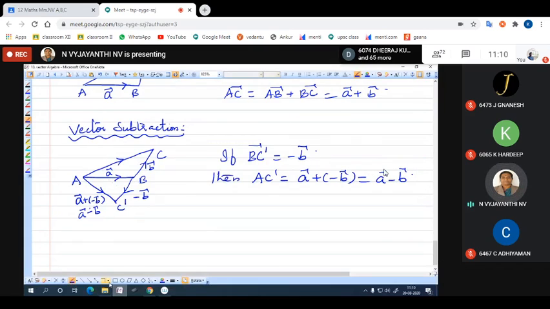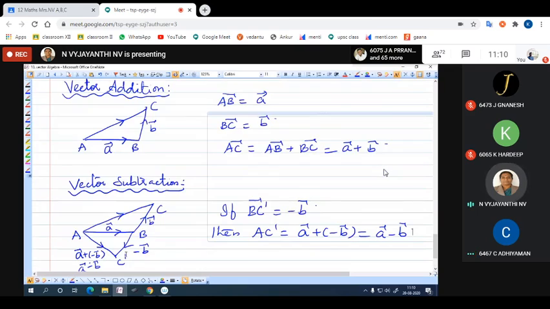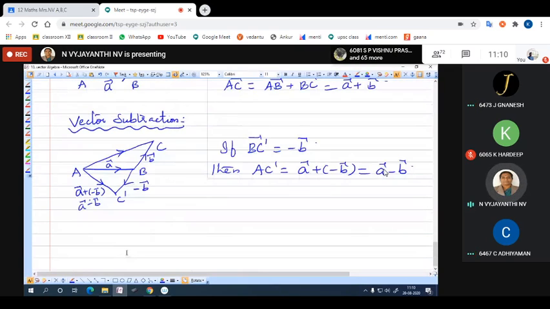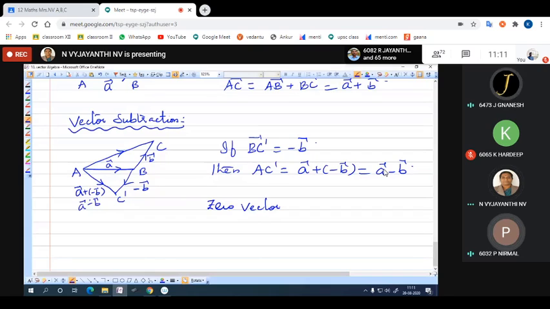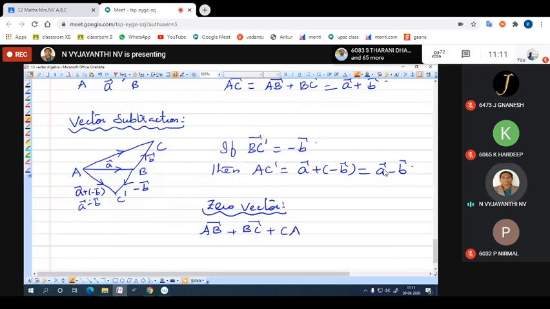So how will you get a zero vector in this triangle? In triangle ABC, how to get a zero vector? If you add AB vector plus BC vector plus CA vector, what will you get? What is AB plus BC?